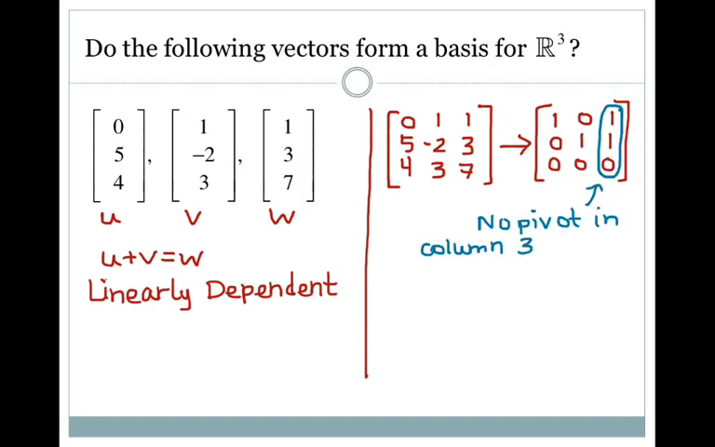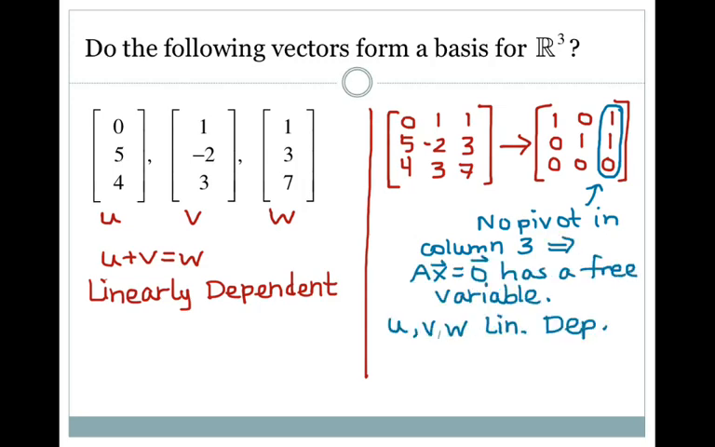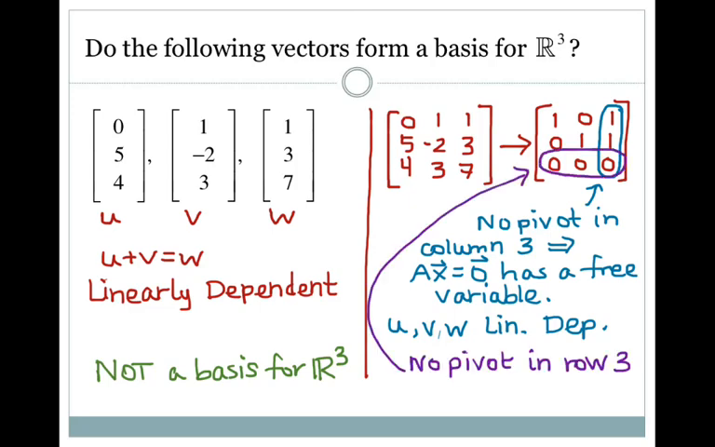So I see that there's no pivot in column 3, which tells me that AX equals 0 has a free variable, which tells me that u, v, and w are linearly dependent. So I have the same result as what I saw over on the left. So my conclusion is they're not a basis for R3 because they're not independent. Now alternatively, in this matrix, I could have looked at row 3 and seen that there's no pivot in row 3, meaning that the columns do not span R3, and I would have gotten the same result, that these vectors are not a basis for R3.